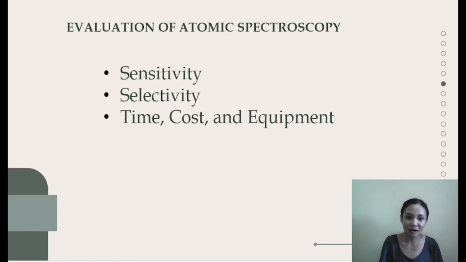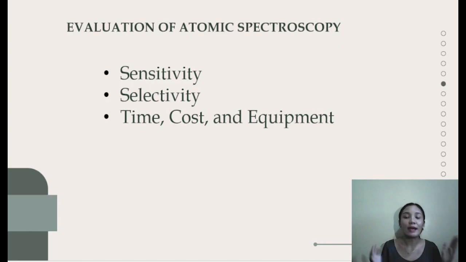Next, the time, cost, and equipment. The analysis time of flame atomization is much shorter compared to electrothermal atomization, with a sample throughput of 230 to 350 determinations per hour. On the other hand, electrothermal atomization has 20 to 30 determinations per hour. Flame atomization is also much more affordable compared to electrothermal atomization.